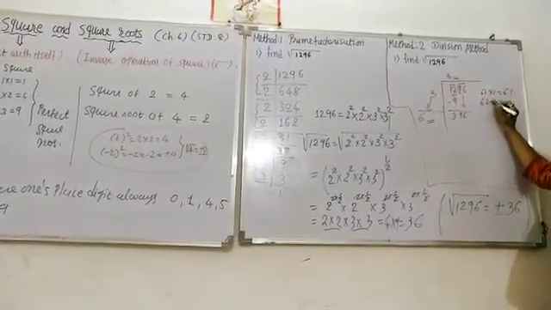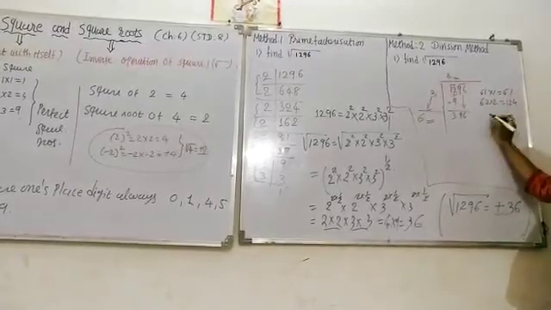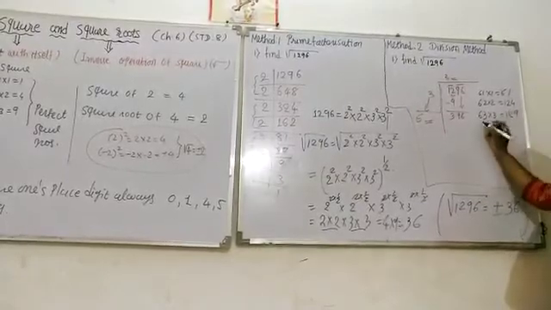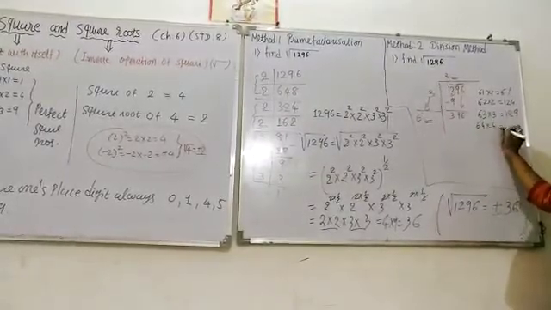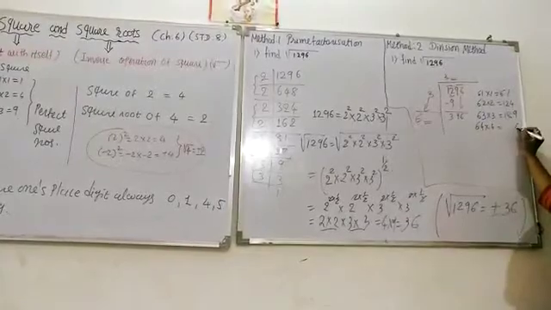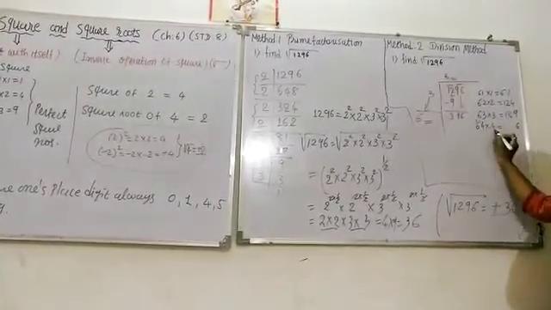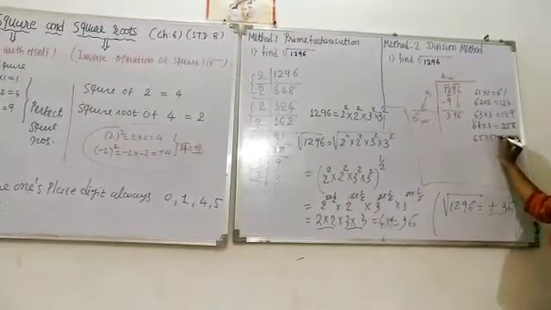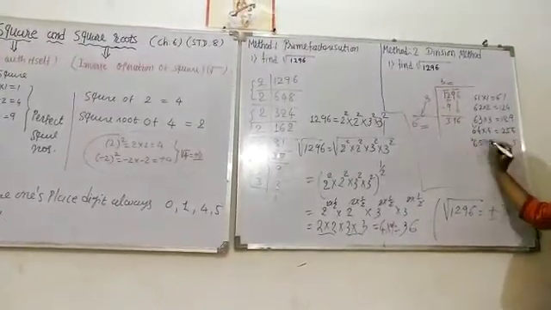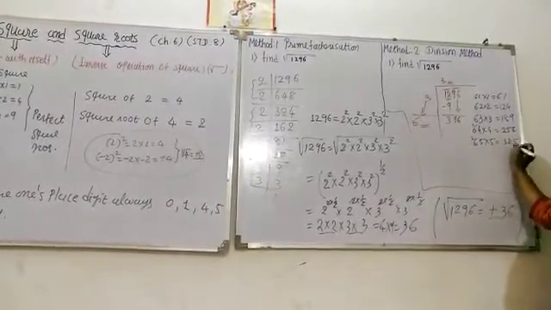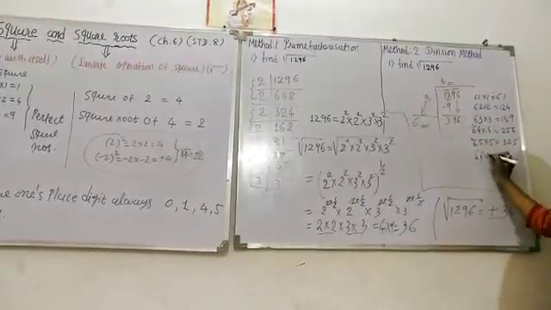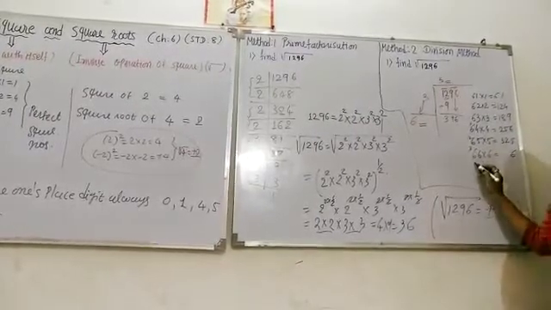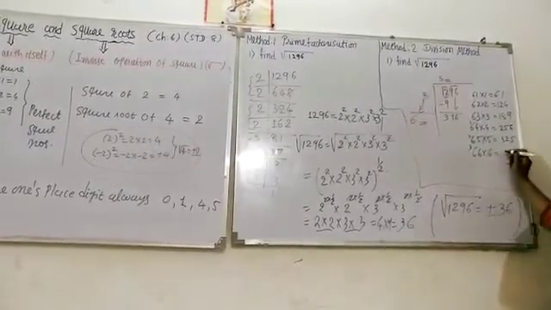62 into 2, 2 2s are 4, 6 2s are 12. 63 into 3, 3 3s are 9, 6 3s are 18. 64 into 4, 4 4s are 16, 6 4s are 24 plus 1 carry forward, 25. 65 into 5, 5 5s are 25, 2 carry forward, 6 5s are 30 plus 2, 32. 66 into 6, 6 6s are 36, 3 carry forward, 6 6s are 36 plus 3, 39.